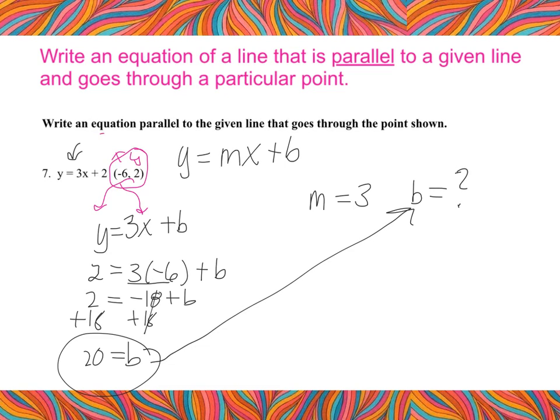So the equation that's parallel to the given line, our given line was 3x plus 2, and goes through the point -6, 2, is going to be y equals 3x plus 20, because we figured out that b, or y-intercept, is equal to 20.